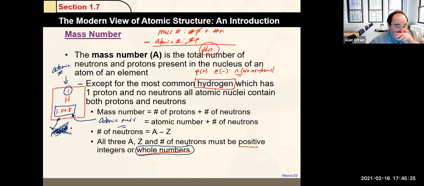So really important: on the periodic table, the only number that you can find is your atomic number. Again, you can find that on your periodic table. You will not find your mass number on the periodic table. Any questions on that there?